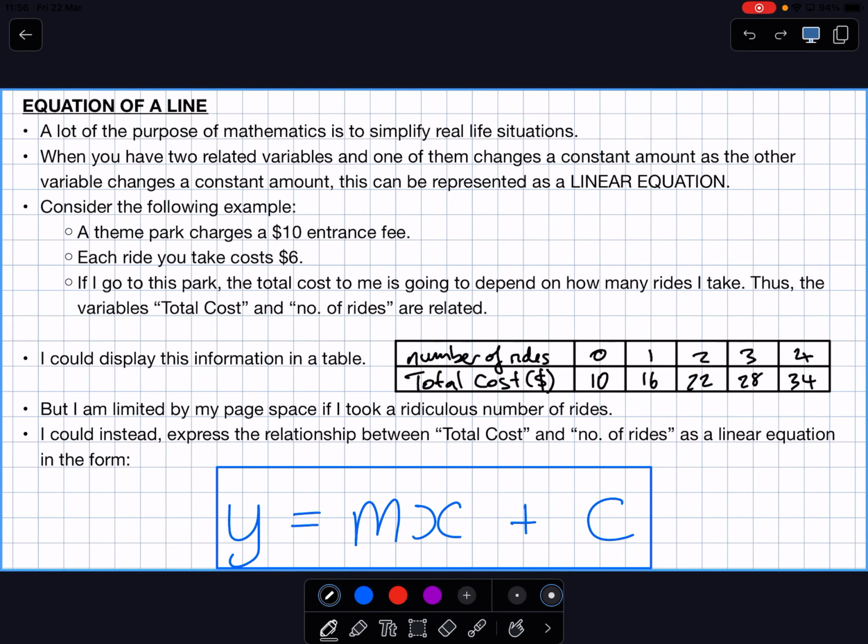Okay, the equation of the line. I'm hoping that this is revision from year 10, but like I've said, I'm not going to assume that. I'm going to teach it from scratch. A lot of the purpose of maths is to simplify real-life situations.